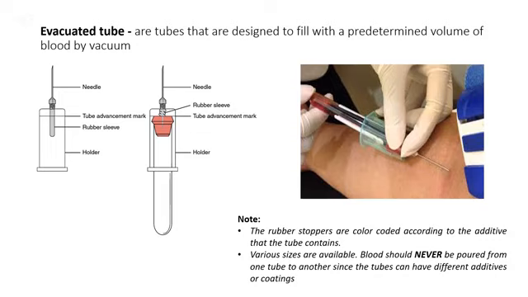Let us look at what evacuated tube is. These tubes are designed to fill with a predetermined volume of blood by vacuum. The rubber stoppers are color coded according to the additive that the tube contains. Various sizes are available and blood should never be poured from one tube to another since the tubes can have different additives or coatings.